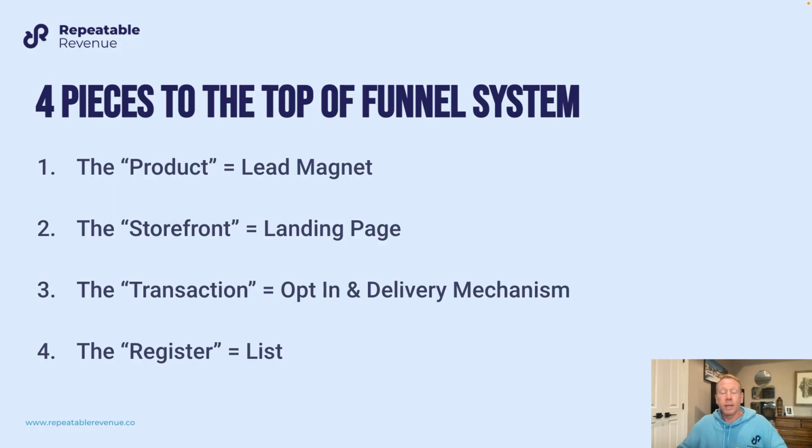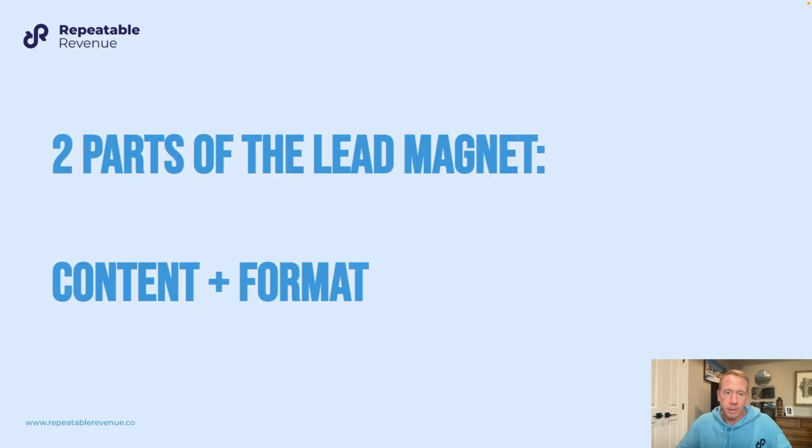Okay. So again, think about it like a transaction. You've got your lead magnet, that's the product. You've got your landing page, that's your salesperson or the storefront. You've got the opt-in delivery mechanism, that's basically giving you the money, you giving them the thing. And then you've got a place to store your money, which is the list. Okay. Now we're going to break all of these down, and we're going to start with, of course, the lead magnet. Now there's two parts to your lead magnet. There's the content that you're actually putting in the product, and then there's the format that you're going to use to deliver it. All right.